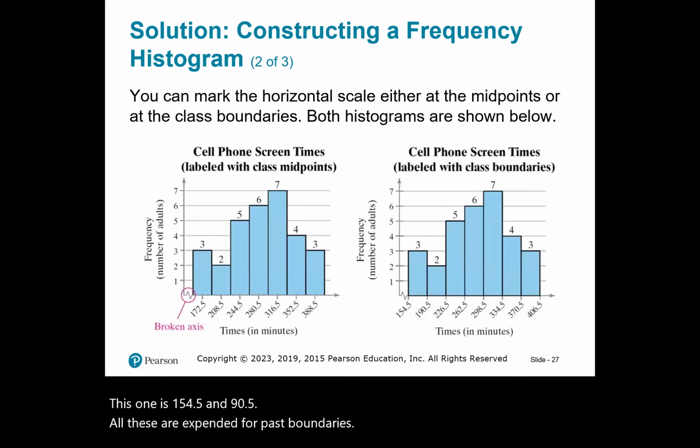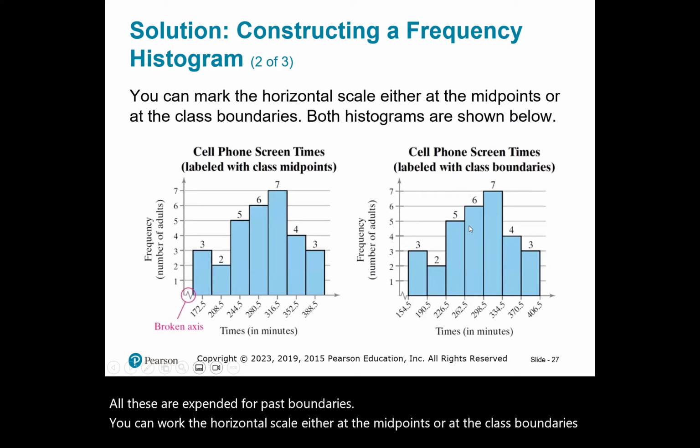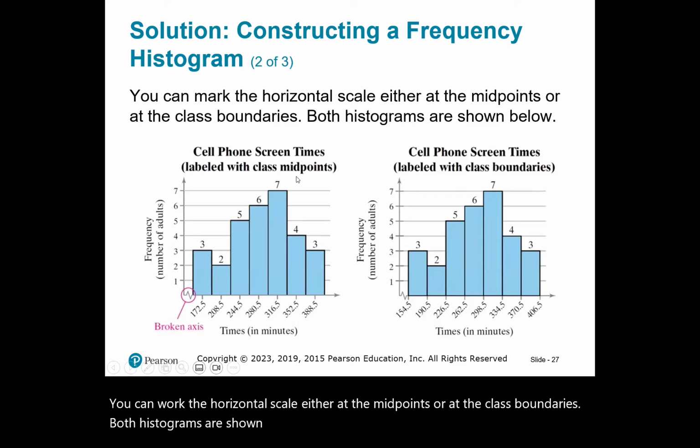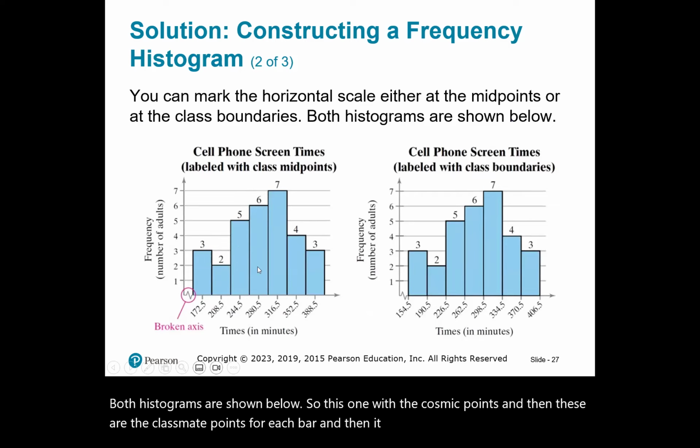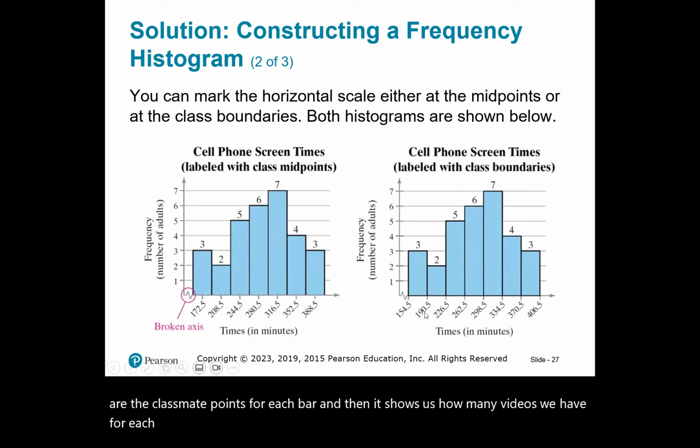You can mark the horizontal scale either at the midpoints or at the class boundaries. Both histograms are shown below. So this one is with the class midpoints, and these are the class midpoints for each bar. And then it shows us how many values we have for each midpoint. And then this one is with the boundaries. So the start number for each bar and then the end number. And it tells you the frequency for each one.